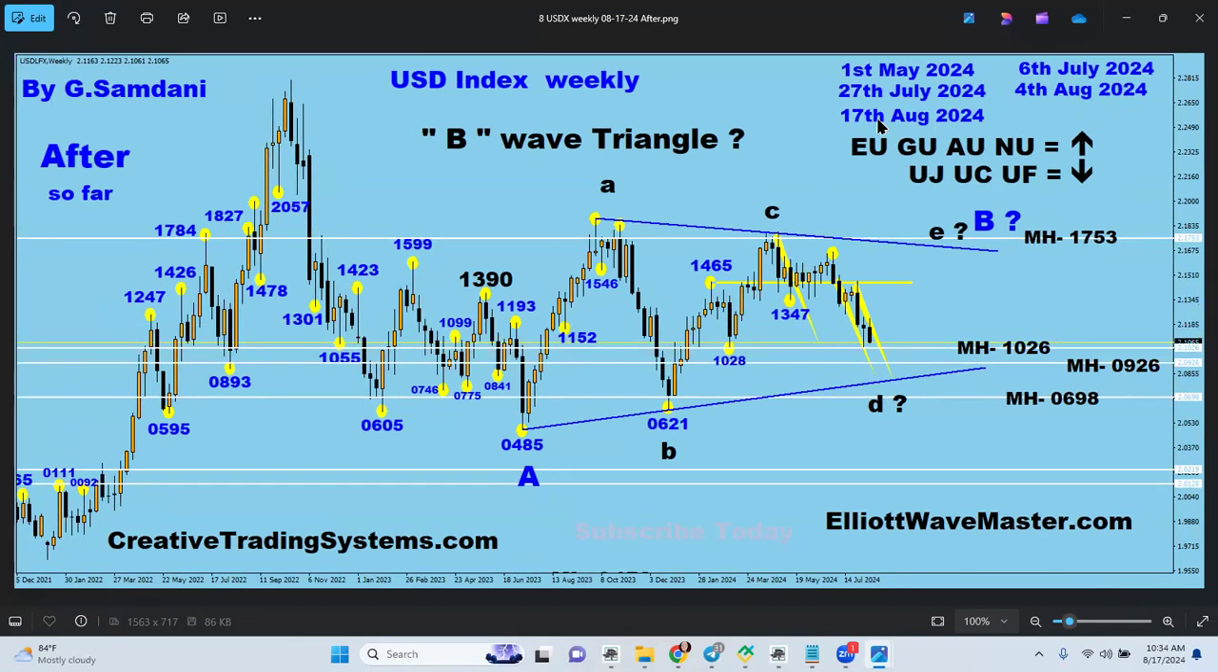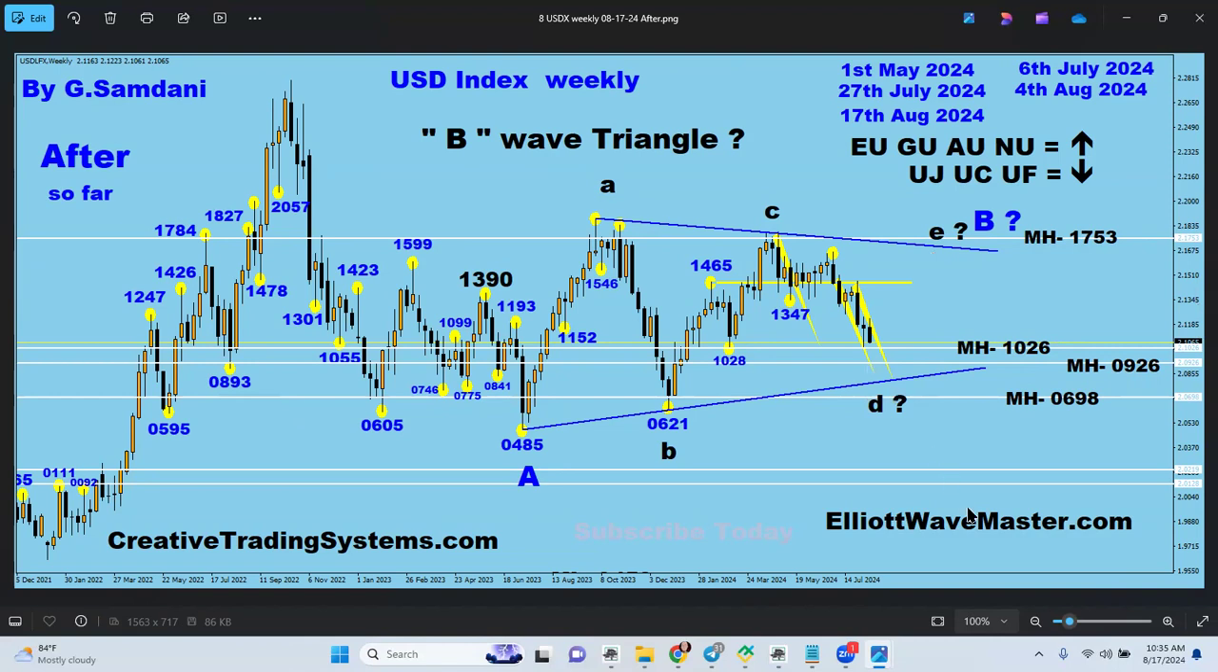So now the current chart probably is this. You see that? I recorded this on 17th August. As of today, Saturday, 17th August 2024, the B wave triangle is still underway, and we are very close to our first target of 1026. After that, we have this line here, 0926, and then maybe we'll go all the way to this rising teal, or maybe not, but somewhere here it's going to make the turn to the upside, hopefully, if it is going to be a triangle, right?